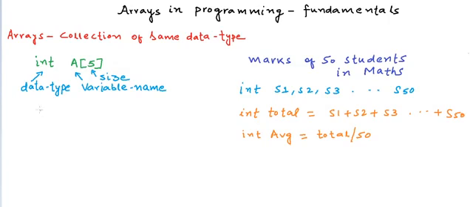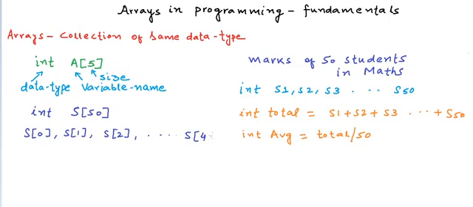So in these cases we declare an array. So let's say we declare an array S with a size 50, and this array is an array of integers. Now in this case also I have 50 different variables, and I access them as S0, S1, S2 and so on. We start at index 0 and we go all the way till index 49.